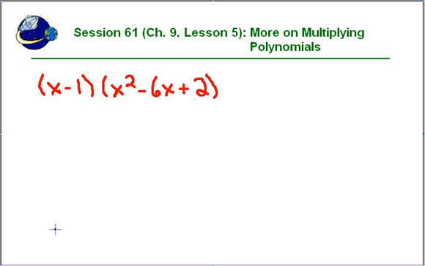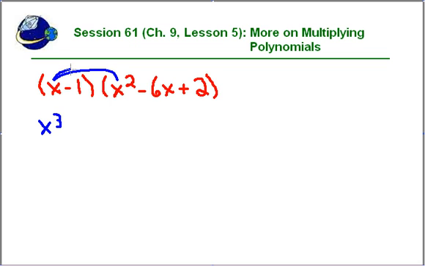We're going to be using our distributive property. Remember, the distributive property says that when you're multiplying an expression that's composed of more than one term, you take each of the terms in that expression and multiply it by each of the terms in the expression that you're multiplying it by. So we're going to start here with our first term. We have two terms in our first one, x and then a minus 1. We're going to start with our x and multiply it by our first term in the second polynomial. What is x, or x to the first, times x to the second? Well, that's going to be x to the third.